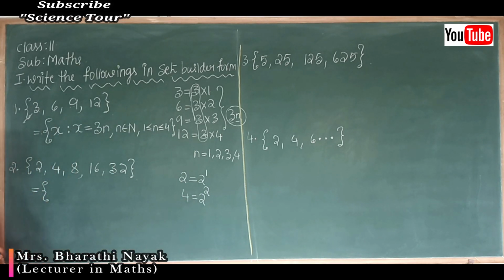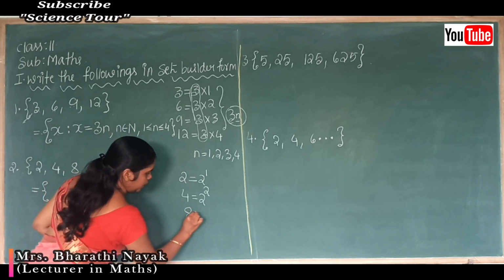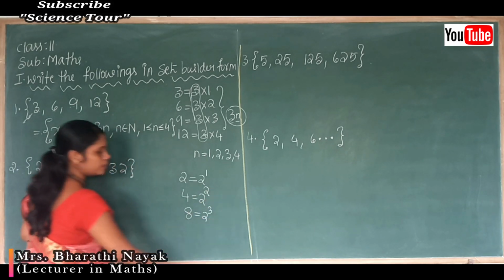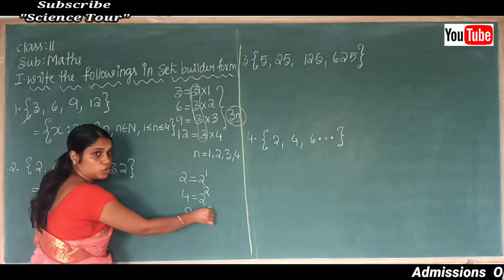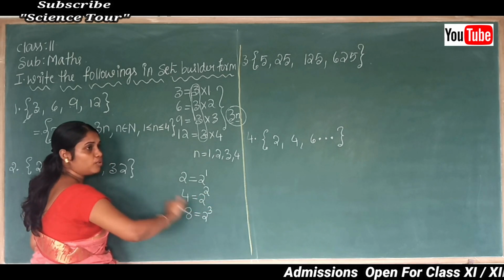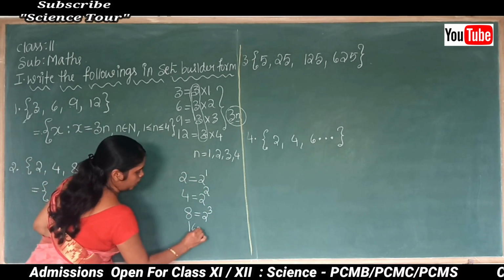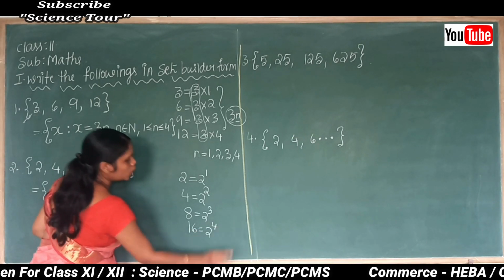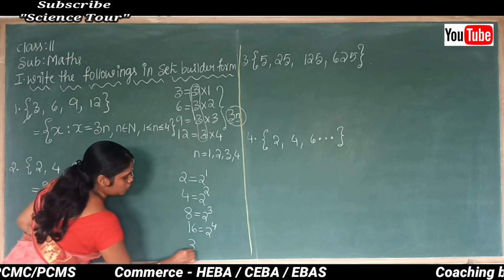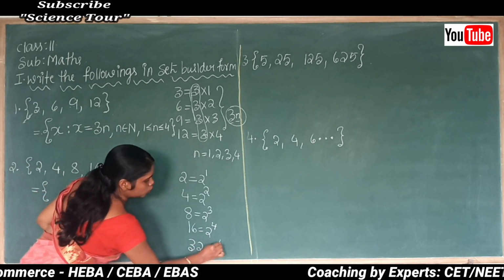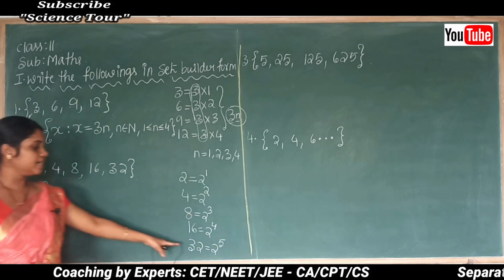Yes. Next number is 8. So 8 equals 2 cube. What is the value of 2 cube? 2 cube is nothing but 2 into 2 into 2. 2 2s are 4, 4 2s are 8, right? Next number 16. So 16 is nothing but 2 to the power 4. Next 32. Whether 32 is nothing but 2 to the power 5, multiply 2 five times, whether you will get 32?